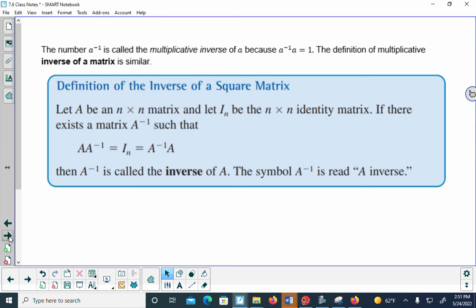You're going to find two matrices in such a way that when you multiply those two matrices together, you end up with the identity matrix. So by multiplying them, they undo each other.